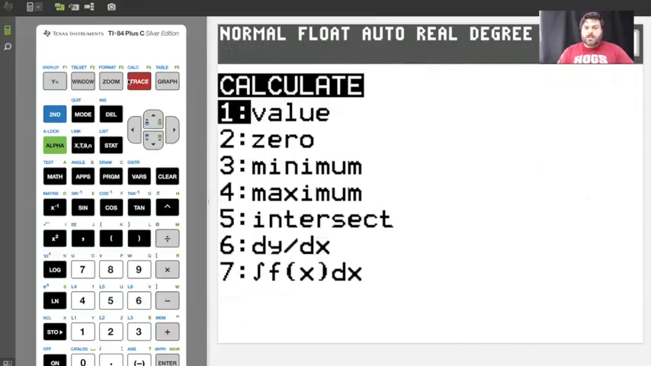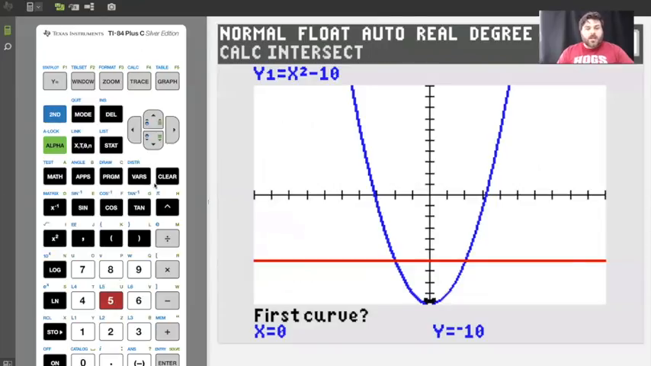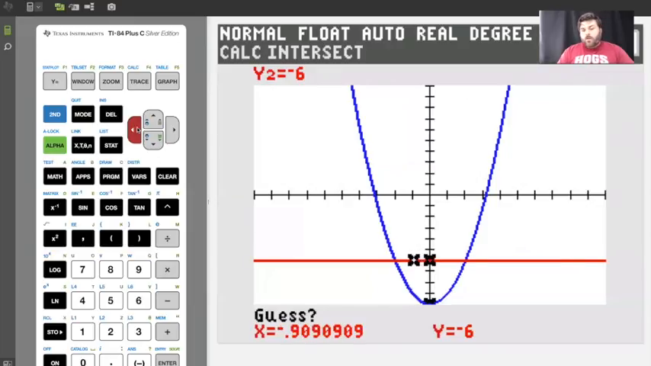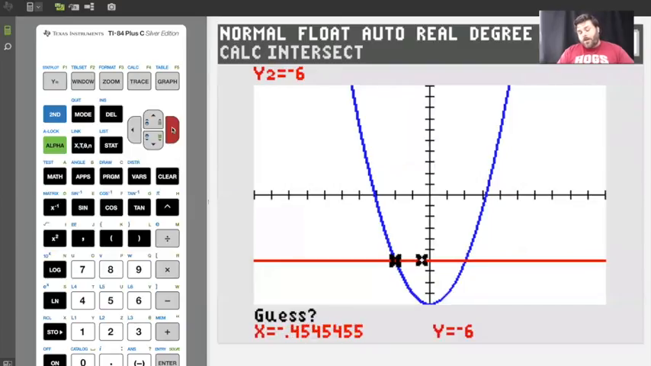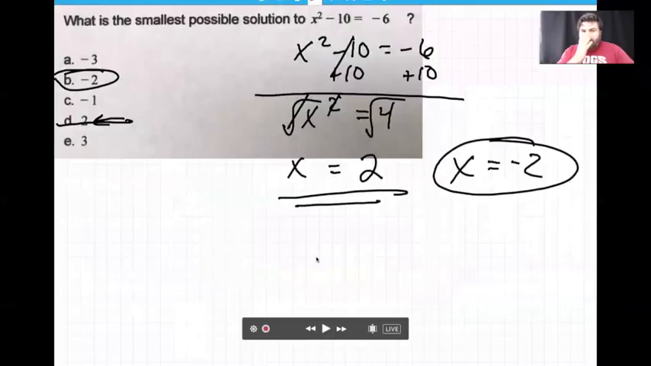Alternately, second calculate number 5, the intersection, first curve, second curve, and then move over to the intersection or at least close. Hit enter, there's your negative 2. Second calculate number 5, enter, enter, and then get close to your other one. Whoa, there we go, x equals 2. All right, pretty straightforward.